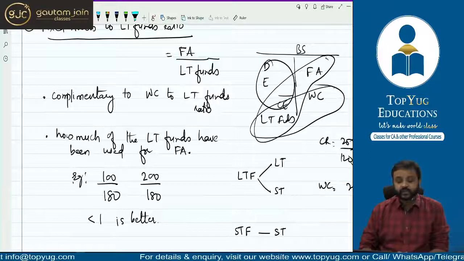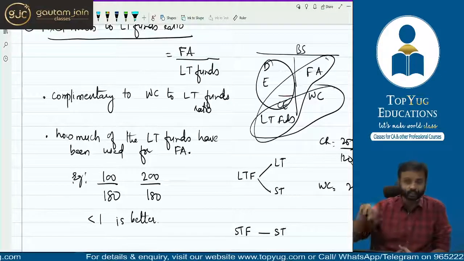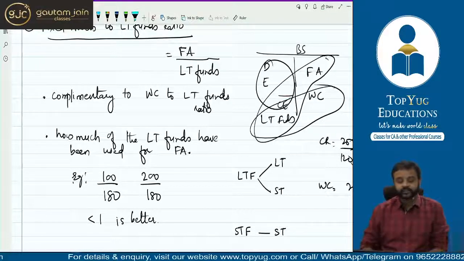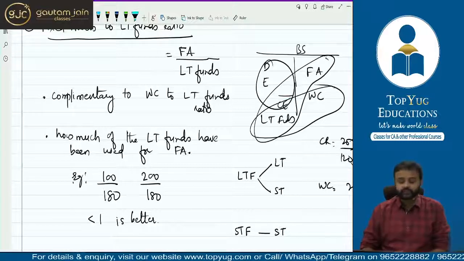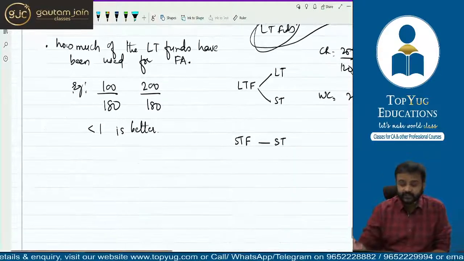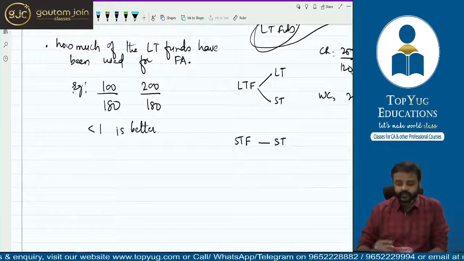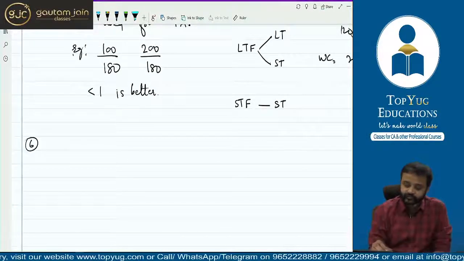That's nothing but how much of the fixed assets have been funded, or you can say how much of the long term funds have been used for acquiring fixed assets. This is complementary to working capital to long term funds ratio, right? How do we calculate it? So we said fixed assets by long term funds. Then we said less than 1 is always better here, isn't it? So now let's go for the next ratio, sixth one.